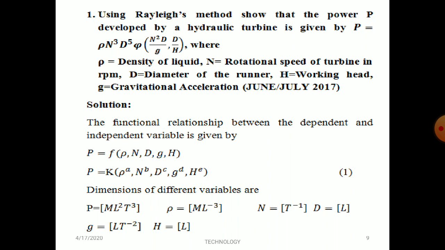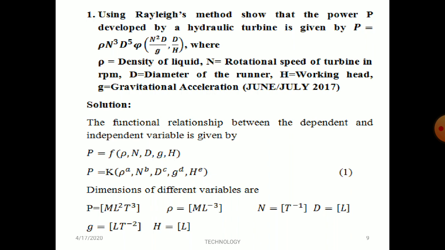Now let's start with the first step. Power is given as a function of rho, n, d, g, h, where rho is the density, n is rotational speed, d is diameter, g is gravitational acceleration, and h is head. Now we have to write it in the form of dependent parameter equal to a constant times the product of powers of independent parameters. That is P equal to k into rho to the power a into n to the power b into d to the power c into g to the power d into h to the power e. Take it as expression 1, where k is a non-dimensional constant, and a, b, c, d, e are exponents.